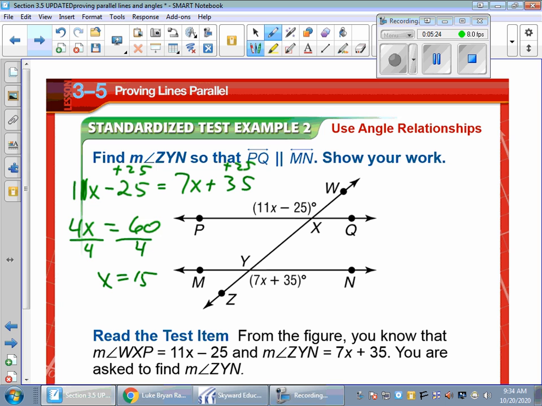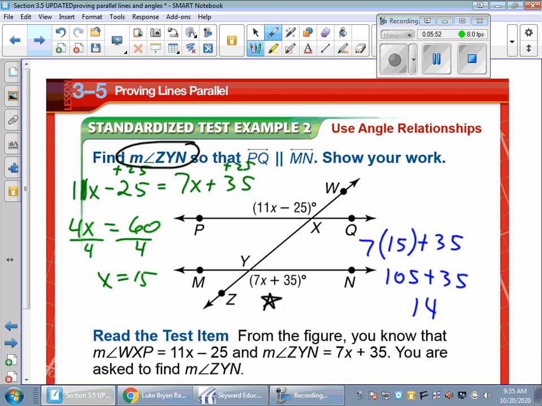So we find that x is 15, but again, that's not the original question that they asked. They wanted you to find the measure of ZYN. So where's ZYN? ZYN is right here. So we're going to take out the x and put in the 15: 7 times 15 plus 35. When you multiply these together, we end up with 105 plus the 35 gives us a grand total of 140. So that is the final answer in this problem, 140.